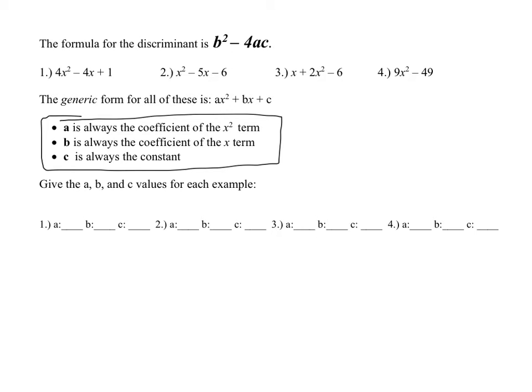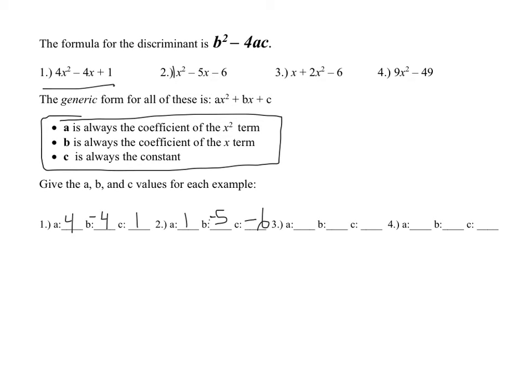So let's go ahead and take a look at number 1. Number 1 up here says 4x squared minus 4x plus 1. If I were to decide what's a, what's b, and what's c, well, the coefficient of x squared is 4, so a would be 4. The coefficient of x is negative 4, so that would be b. And my constant in the problem is 1, okay? Number 2, well, a is the coefficient of x squared. Since there's not a number in front of x squared, we would imagine there's a 1 there. So a is 1. B is going to be the coefficient of x, which is negative 5. And c is my constant, which is negative 6.